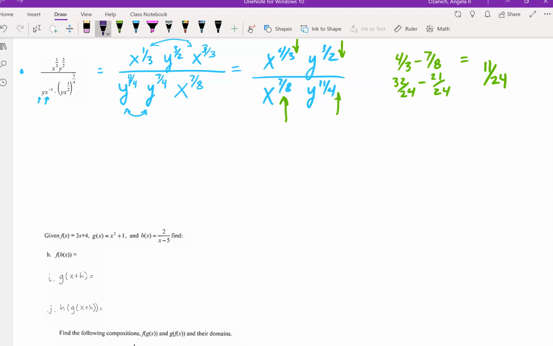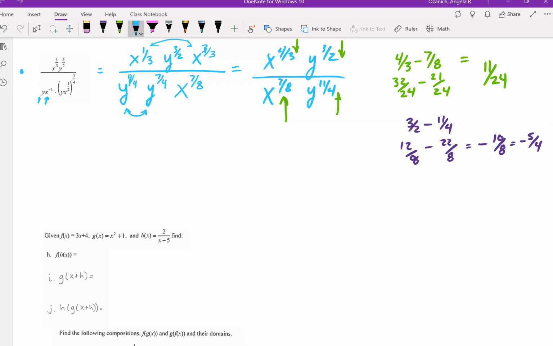And then for the 3/2 minus, what's it going to be, 11/4, we probably need 8 as our common denominator here. So 12 minus 22. So it went with a negative 10/8, which actually is the same as a negative 5/4. Okay, so those will yield interesting results once we get them with our bases.